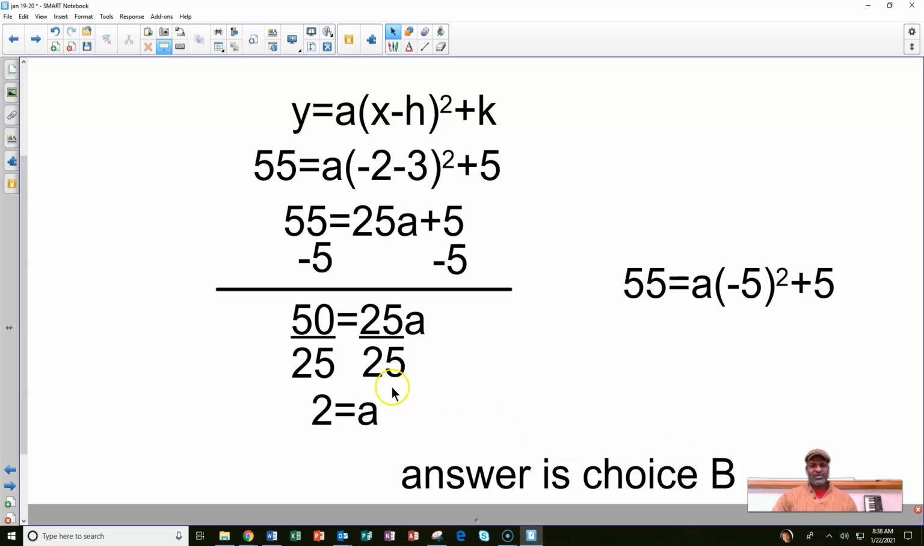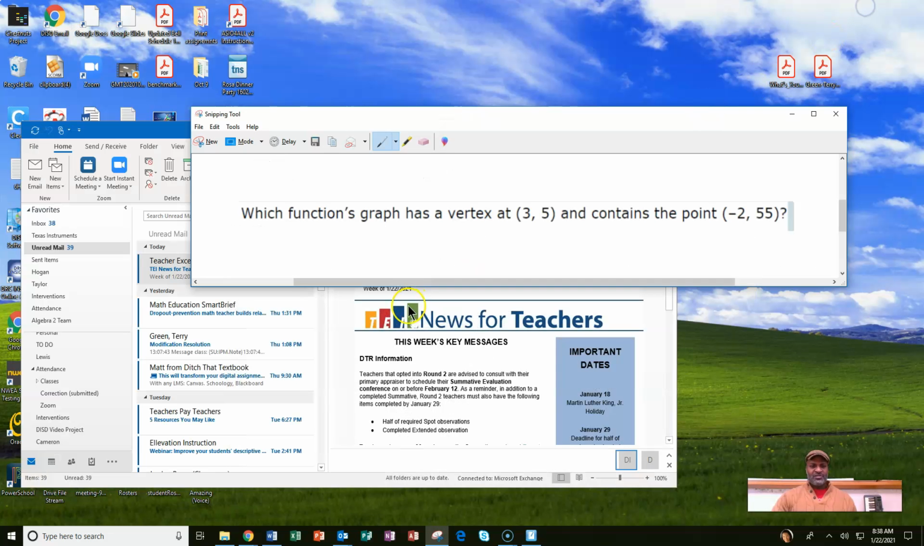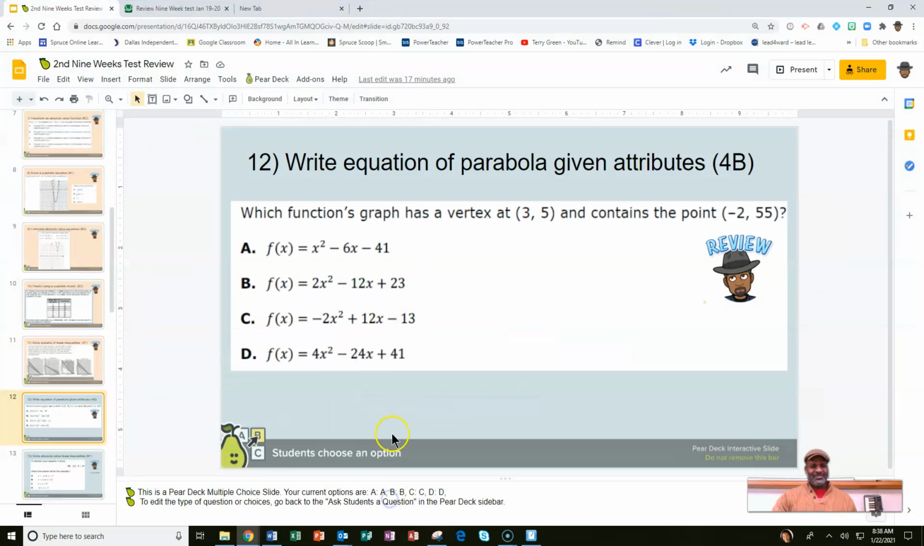So which one of these equations has an a value of 2? If I can go back to my problem, let's see, there we go. Which one of these? Choice A has an a value of 1. You're looking at what's in front of x squared. That's the a value. B has an a value of 2. C has an a value of -2. And D has an a value of 4. So the correct answer is B. B has an a value of 2.